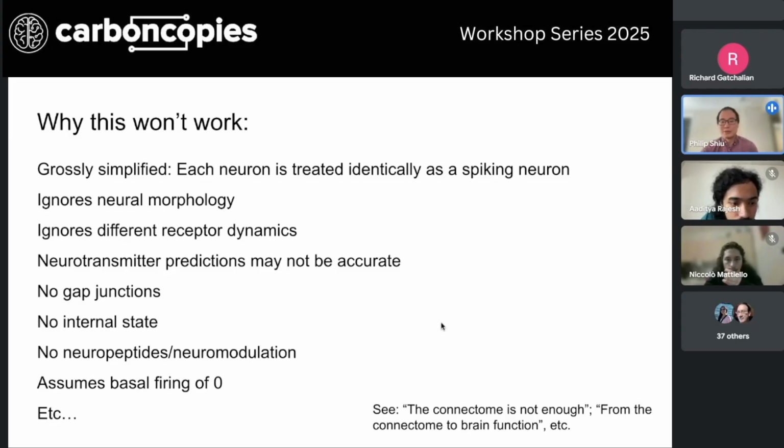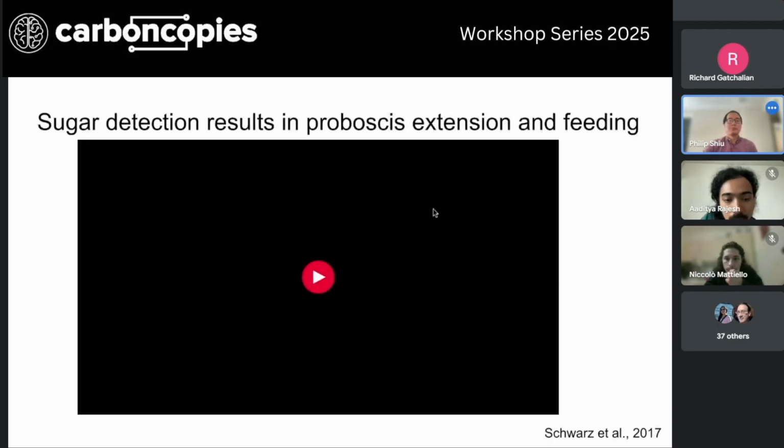You can read, for example, "The connectome is not enough," or "From the connectome to brain function." There are a variety of reasons why such a simple treatment of the brain should not work especially well. But let's go ahead and see how such a simple model did work in our hands.